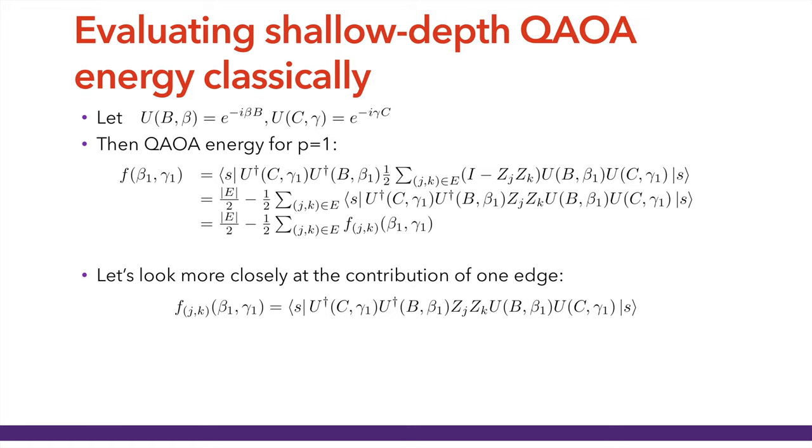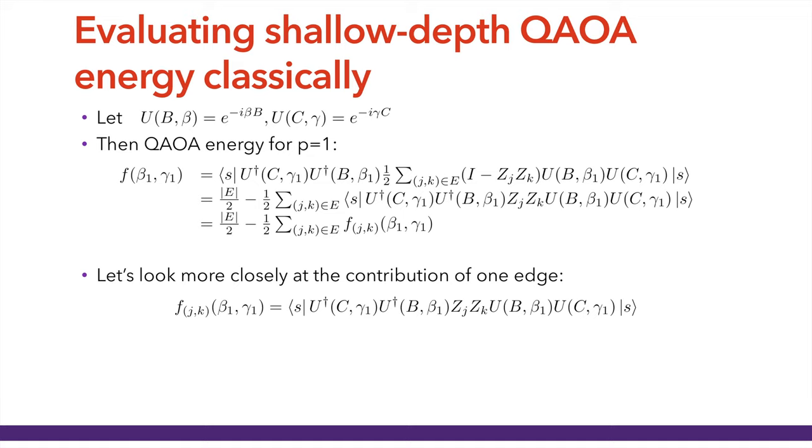And now what I'm going to show you is that for each edge, this contribution only depends on some local information. And for a bounded degree graph, the amount of the graph that you need to look at to evaluate this energy is much smaller than the entire thing. And in fact, it's constant.